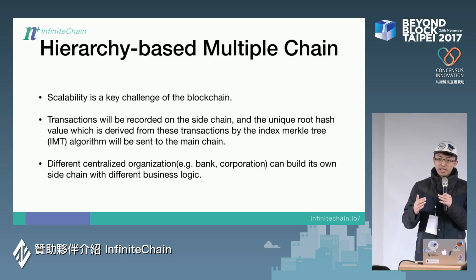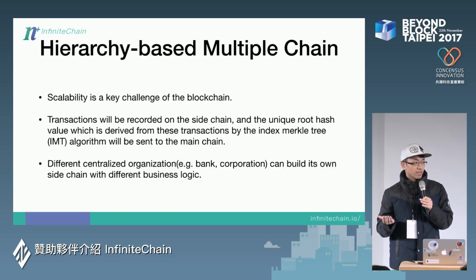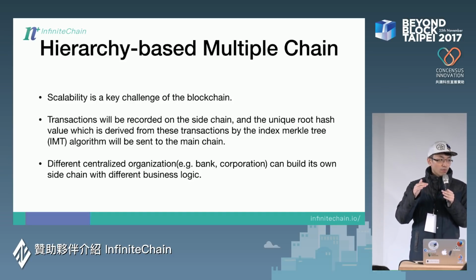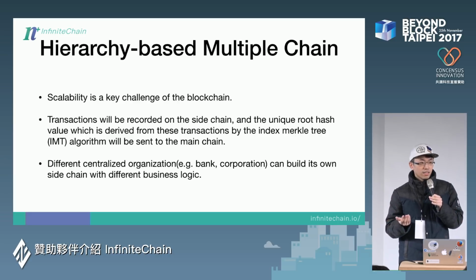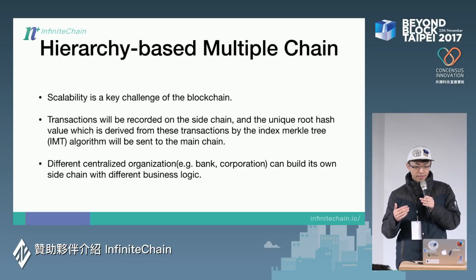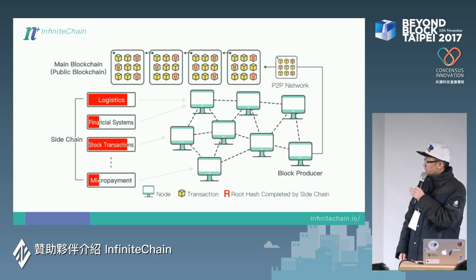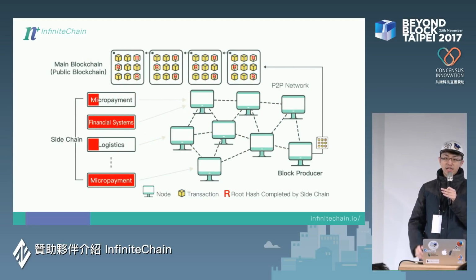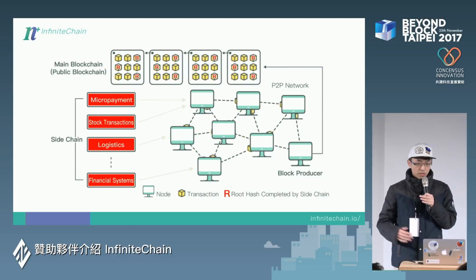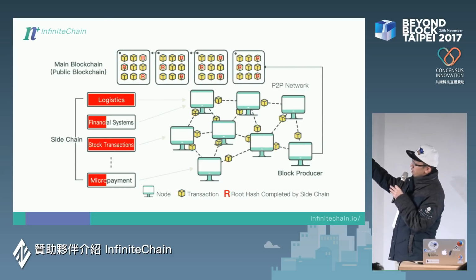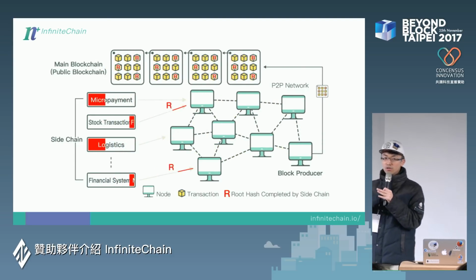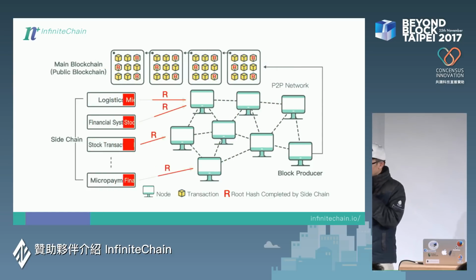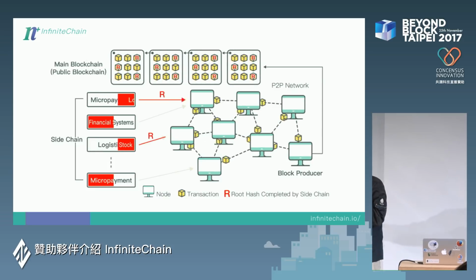It also fits different centralized organizations, such as a bank or corporation, which can build their own sidechain with their business logic. For example, a streaming service can store the length of a user's watching time, or a payment service may want to store each installment period. Here is a simple animation illustrating the relationship between the sidechain and the main chain. Each business, like logistics or financial services, can host their own sidechain and generate a unique root hash and put it on the main chain.